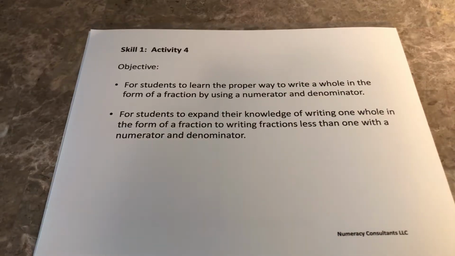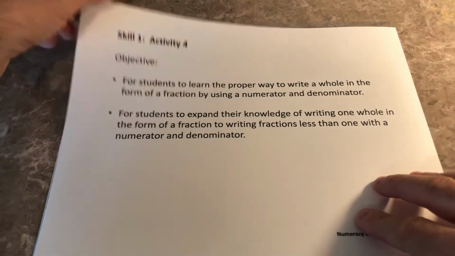Okay, Skill 1, Activity 4, and the objective is for students to learn the proper way to write a whole in the form of a fraction by using a numerator and denominator, for students to expand their knowledge of writing one whole in the form of a fraction to writing fractions less than 1 with a numerator and denominator. Okay, so let's take a look.